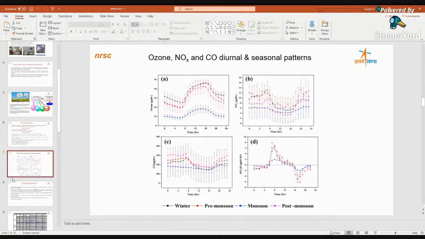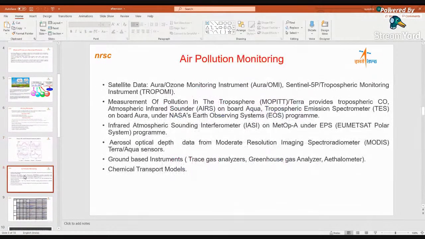Next, I've mentioned air pollution monitoring, so how does this monitoring take place? We have seen what the primary pollutants are, what the secondary pollutants are, what air pollution is. So how does air pollution monitoring take place? First is through ground-based measurements. For example, we have the trace gas analyzers, the greenhouse gas analyzer, and the aethalometer.